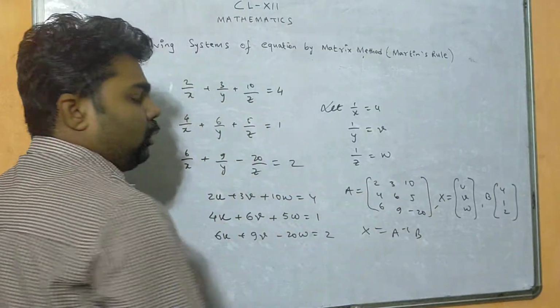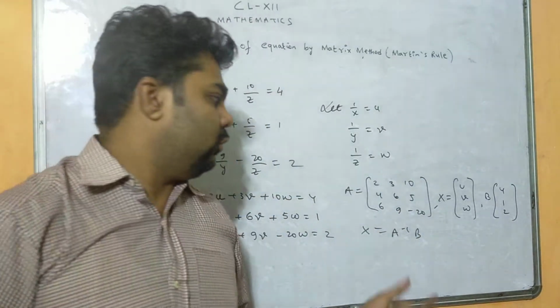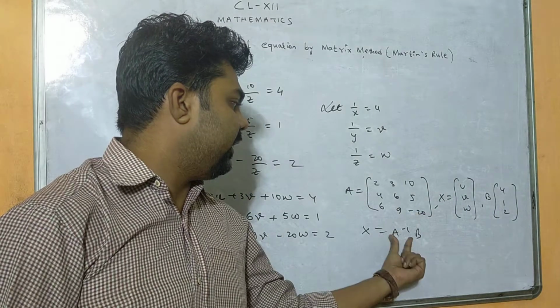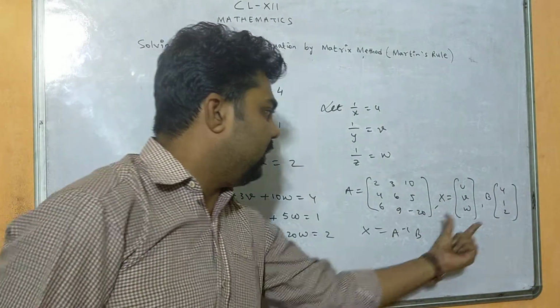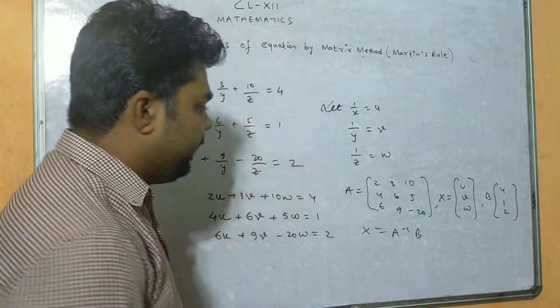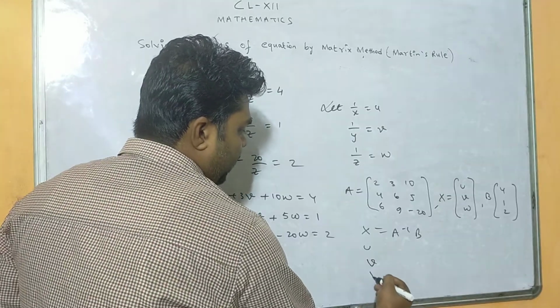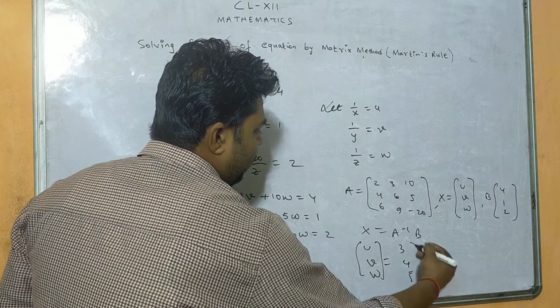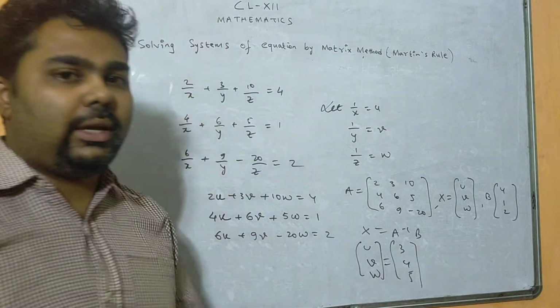After getting the value of modulus of A, if it is not equal to 0, then it is a non-singular matrix, so you will find its adjoint A, then the inverse, then multiply with B, right? Whatever answer you are getting, that is your u, v, w. For example, if you are getting an answer 3, 4, 5, okay, this is not the answer, I have just taken an assumption.